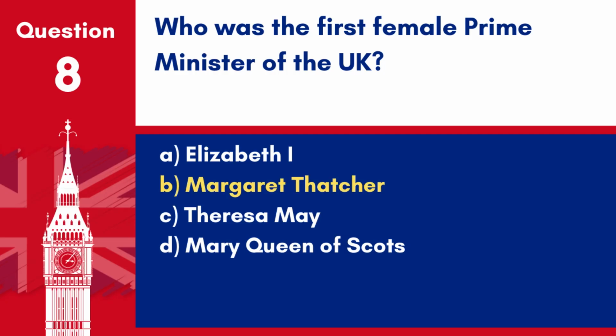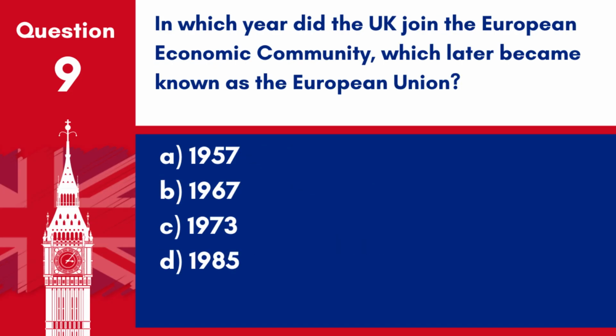Answer: B. Margaret Thatcher. Margaret Thatcher was the first female Prime Minister of the United Kingdom, serving from 1979 to 1990. Question 9. In which year did the UK join the European Economic Community, which later became known as the European Union? A. 1957. B. 1967. C. 1973. D. 1985.